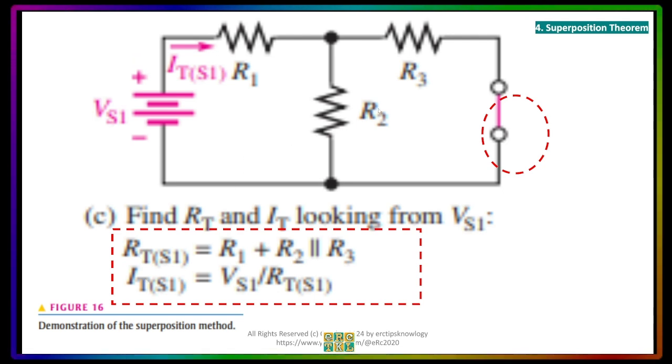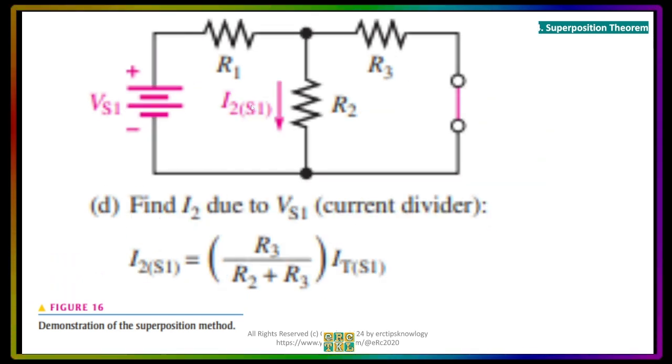Again, we are trying to get I2, but we need to calculate the I total first. After that, we can use the current divider rule, where if you want to find the current on R2, we take the opposite resistor, R3, divided by the total of the parallel resistors, R2 plus R3. I2 is equal to R3 over R2 plus R3 multiplied by the current going into the junction, which is either I1 or I total. Anyway, they have the same value, I1 is also equal to IT. So now you will get the value of I2, but again, this is with respect to source 1.